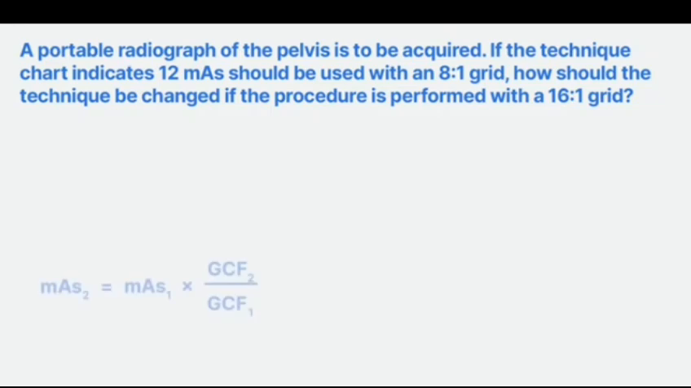Start with the formula and we'll insert all known variables. mAs2 equals mAs1 times grid conversion factor 2 divided by grid conversion factor 1. The prescribed mAs, according to the technique chart, is 12. The new grid conversion factor for a 16:1 grid is 6. The original grid conversion factor for an 8:1 grid is 4. So to calculate the new mAs, we just follow the math that's in this formula. The new mAs, that's mAs2, is equal to 12 times 6 divided by 4, which equals 18 mAs.